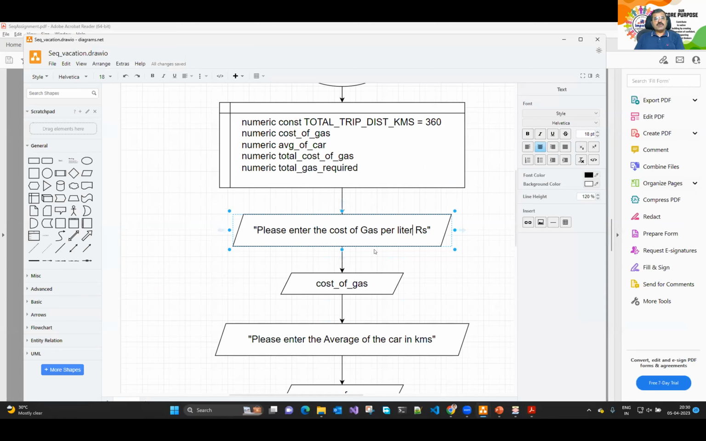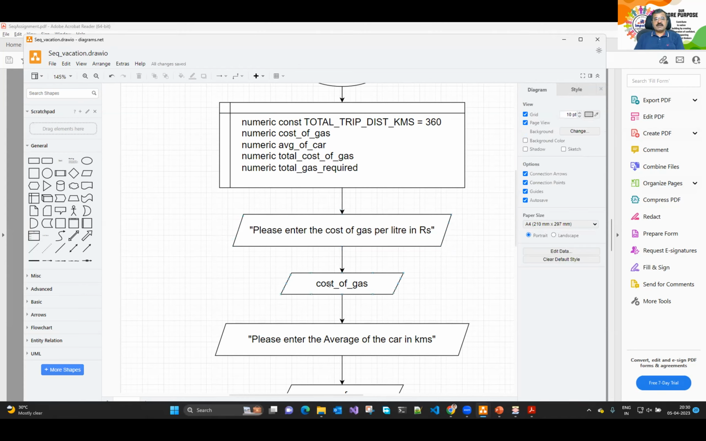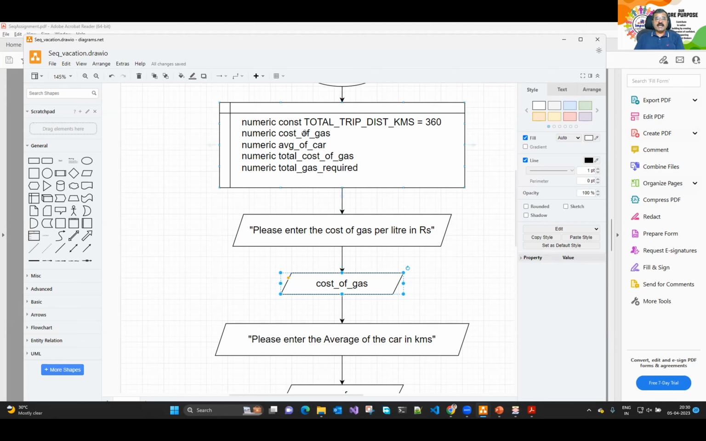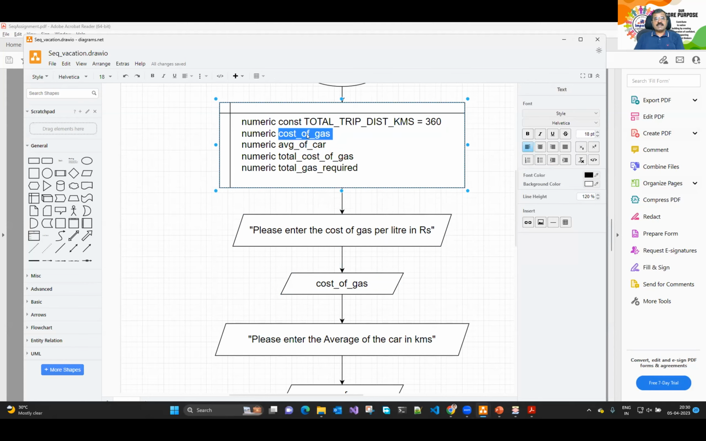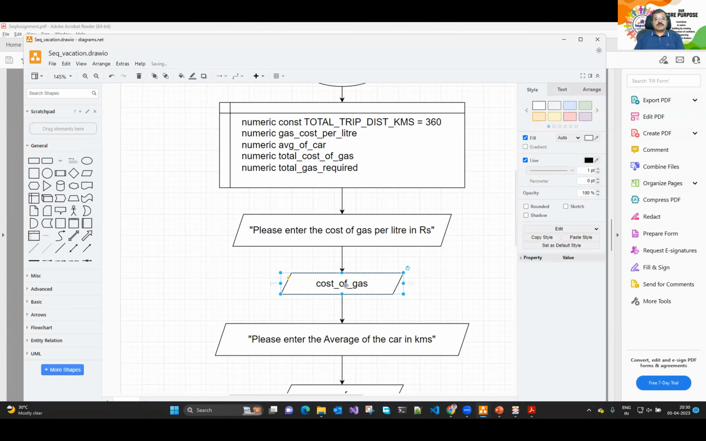Okay. So cost of the gas per liter, and the unit of measurement is rupees. So I could just put rupees in brackets or I could say in rupees also. That's our choice. So please enter the cost of the gas per liter. So this is the message. This is cost of the gas, it's cost of the gas per liter. I'll change the name of the variable. Gas cost per liter. So let's change it.